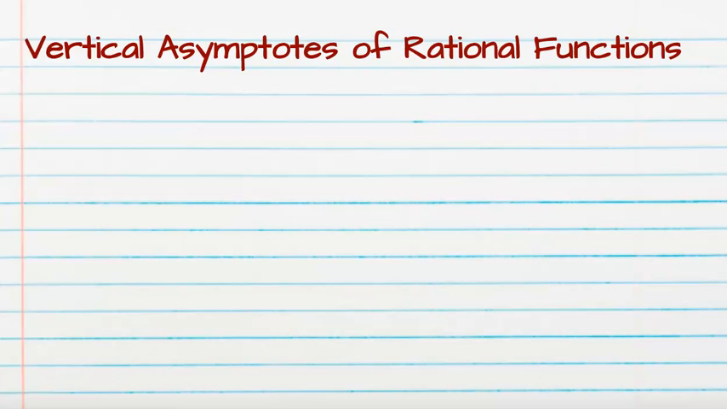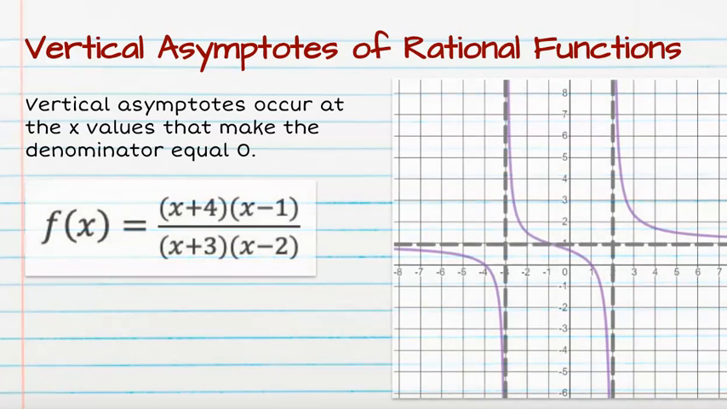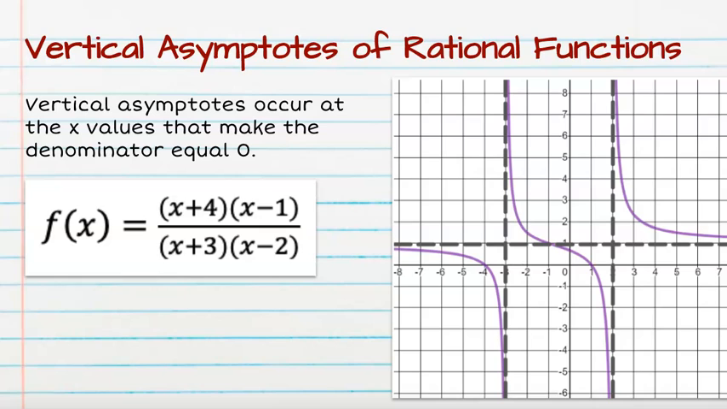Vertical asymptotes are also other important characteristics of rational functions. Vertical asymptotes occur at the x values that make the denominator equal to 0. So let's take a look at this example. In the denominator, we have two factors, x plus 3 and x minus 2. Neither of those cancel out, so we will have two vertical asymptotes at the values that make them equal to 0. So x equals negative 3 and x equals 2. Those two values make the denominator equal to 0. So we have two vertical asymptotes located at those.